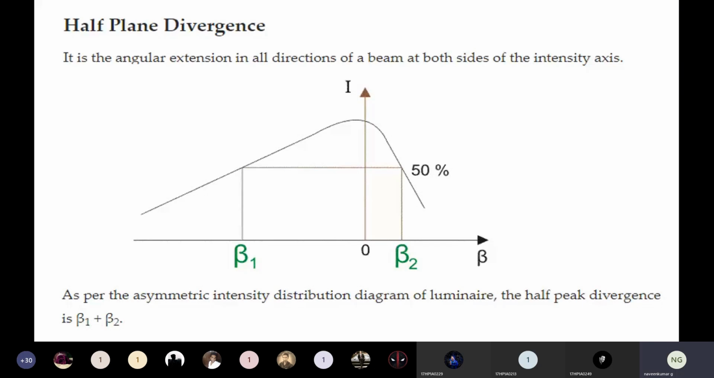It is mentioned here as both sides, but it is actually completely circular around. As per the asymmetric intensity distribution diagram of the luminaire, the half peak divergence usually is on one side, that is half plane A and half plane B, considered as beta 1 and beta 2. So it comes out to be beta 1 plus beta 2.